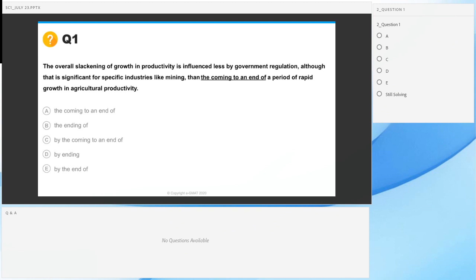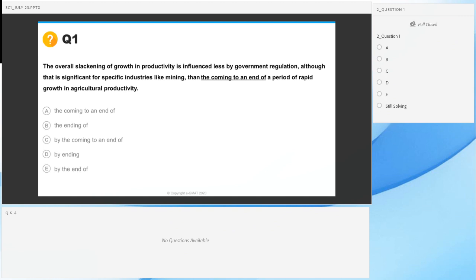All right. So I still see 8 people on still solving. If you guys can just make a selection and move on. Any last minute takers? Just click on an answer choice and let's move on. All right. So I'm ending the poll here.